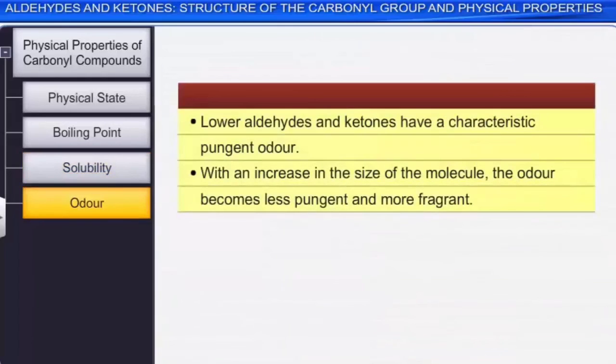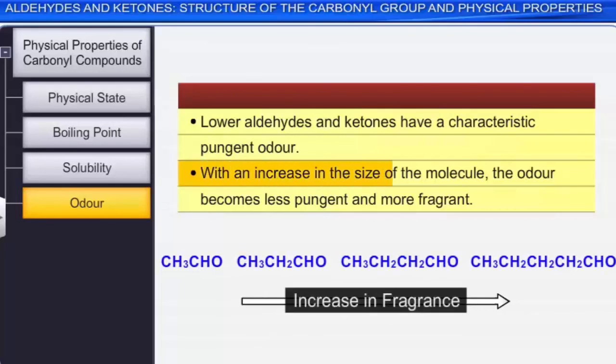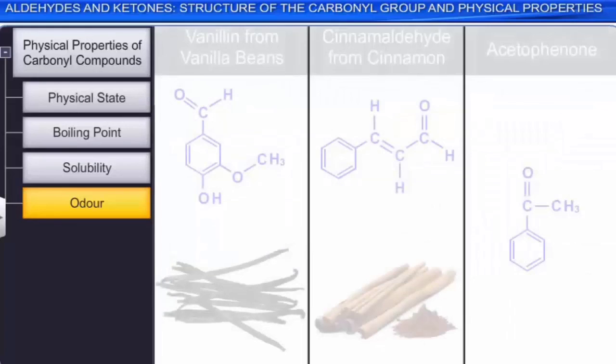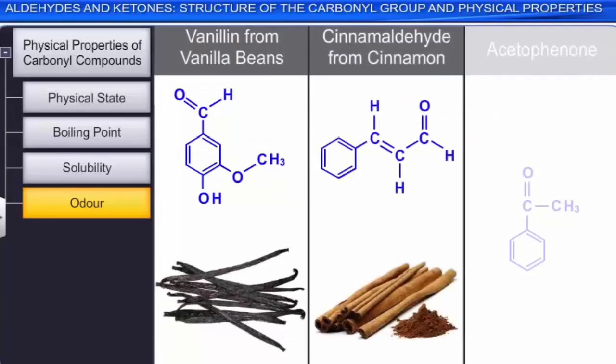The lower aldehydes and ketones have a characteristic pungent odor. With an increase in the size of the molecule, the odor becomes less pungent and more fragrant. Therefore, many naturally occurring aldehydes, such as vanillin from vanilla beans and cinnamaldehyde from cinnamon, and ketones such as acetophenone, are used to blend perfumes and as a flavoring agent.